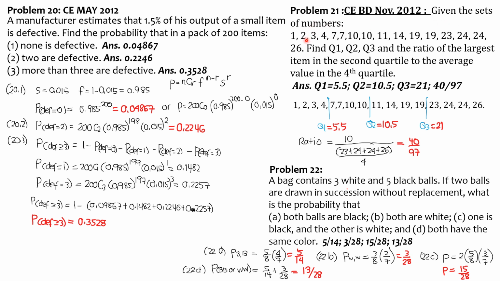Then problem 21, this came out in CBORD November 2012. Given the set of numbers 1, 2, 3, 4, 7, 7, 10, 10, 11, 14, 19, 19, 23, 24, 24, 26, which are already arranged in increasing value, find quartile 1, quartile 2, quartile 3, and the ratio of the largest item in the second quartile to the average value in the fourth quartile. So these are the numbers already arranged. If you count the number of items: 2, 4, 6, 8, 10, 12, 14, 16.